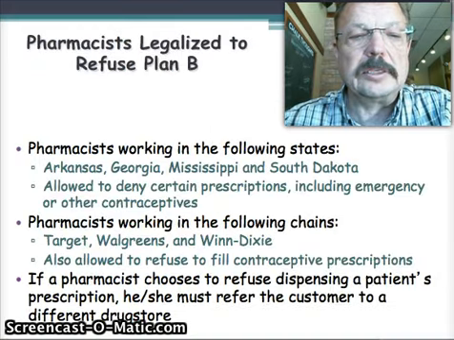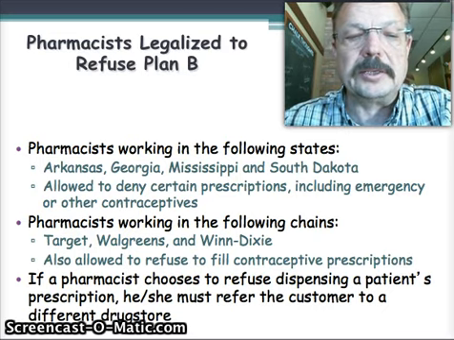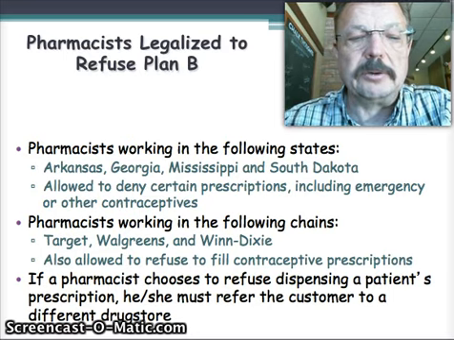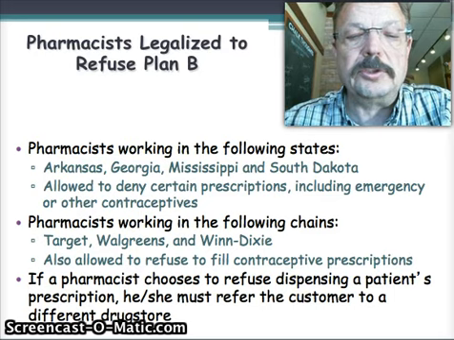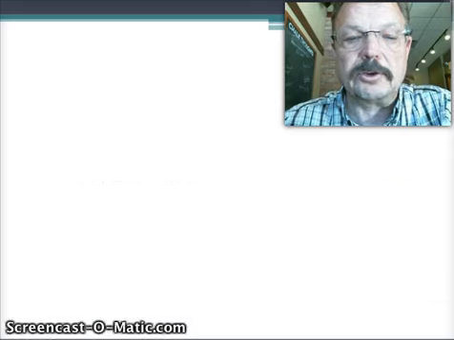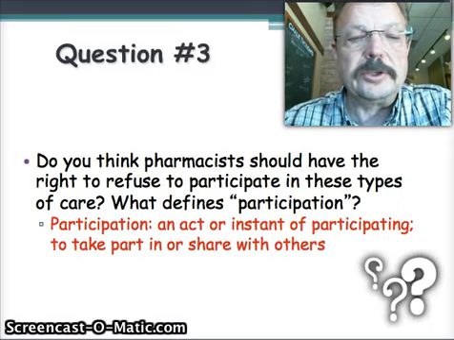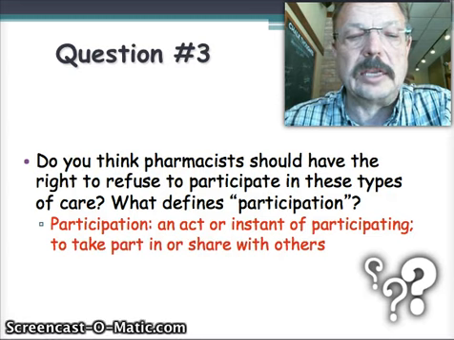Pharmacists working in the following states can legally refuse Plan B medications: Arkansas, Georgia, Mississippi, and South Dakota. They are allowed to deny certain prescriptions, including emergency or other contraceptives. Pharmacists working in the following chains are legally allowed to refuse Plan B: Target, Walgreens, and Winn-Dixie. They are also allowed to refuse to fill contraceptive prescriptions. If a pharmacist chooses to refuse dispensing a patient's prescription, he or she must refer the customer to a different drugstore.